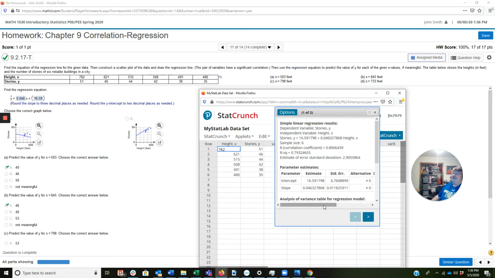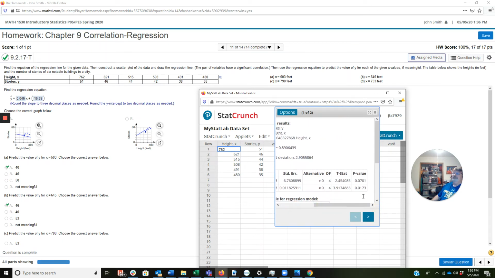Now let's just look at the p-value. And what we see is a p-value of 0.0173 right here. I know that's less than the significance level of 0.05. Remember, that's our default when not given. So I know that I am going to reject the null hypothesis.